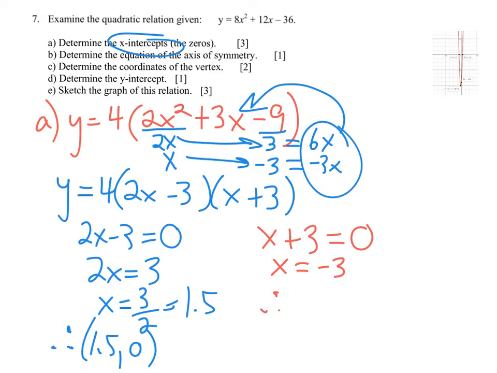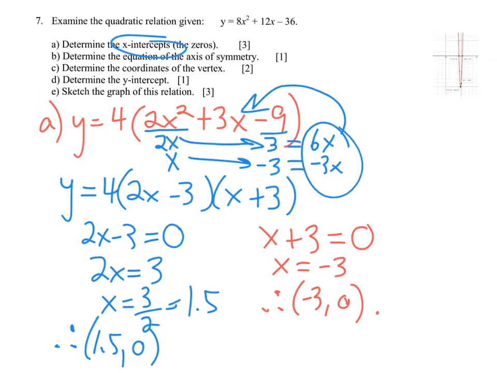And let's write that as an ordered pair. Therefore, negative 3 comma 0 is the second x-intercept. And that concludes part A, determine the x-intercepts, also known as the zeros. Okay, let's continue, and let's now find the equation of the axis of symmetry.